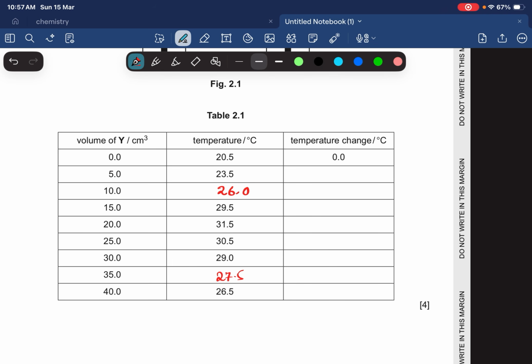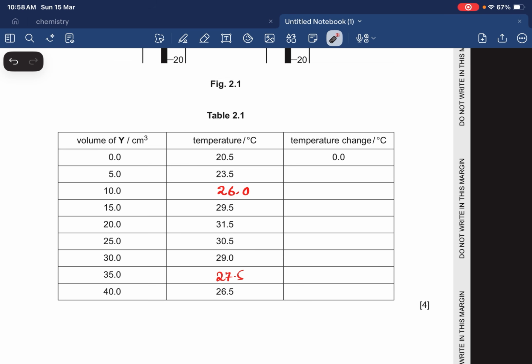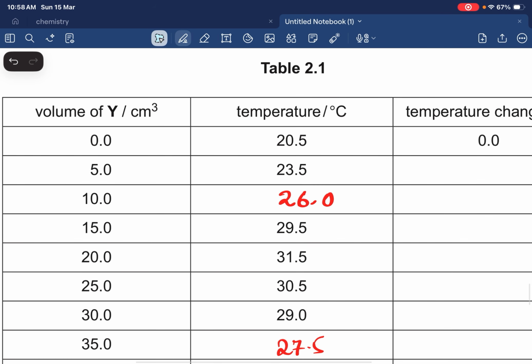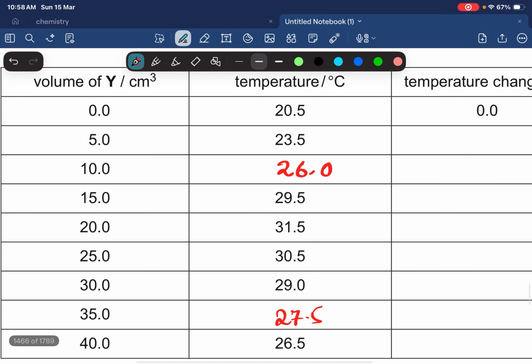And even if someone tries to be very smart and tries to do some things that are not appreciable, he's going to see that all the readings already in the table are up to 1 decimal place. So you also have to write it up to 1 decimal place. Now what are we going to do?